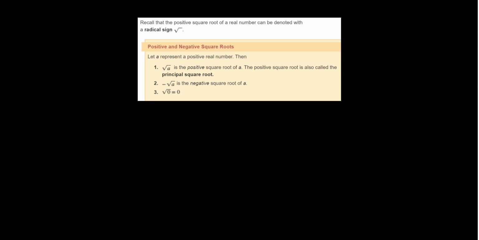Starting up here, let a represent a positive real number. Then the radical sign a is the positive square root of a. Notice that there's no number in that little hole, so since there's no number there, it is indeed a square root. The positive square root is also called the principal square root. For the second, number 2, the negative square root of a is simply the negative of the square root of a. And then the square root of 0 is equal to 0.